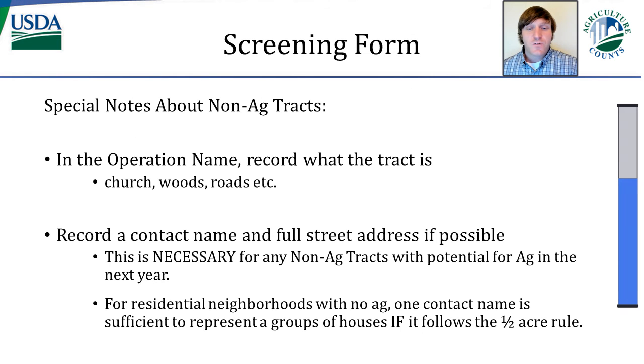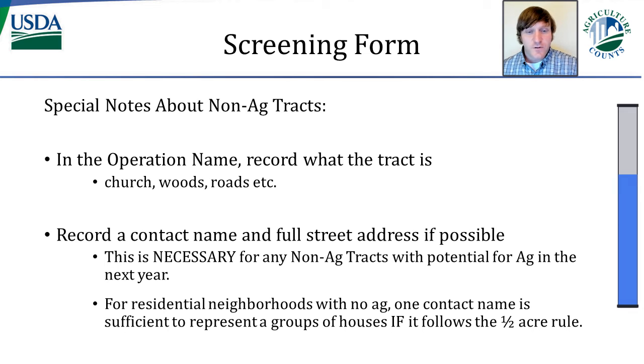There's a few special notes to discuss regarding non-ag tracts. First, you should record in the operation name what is actually there. Is it a church? Is it woods? Is it roads? Especially if it's something that is clearly non-ag other than a residential property. You should also be sure to record a contact name and full street address if possible for non-ag residents.